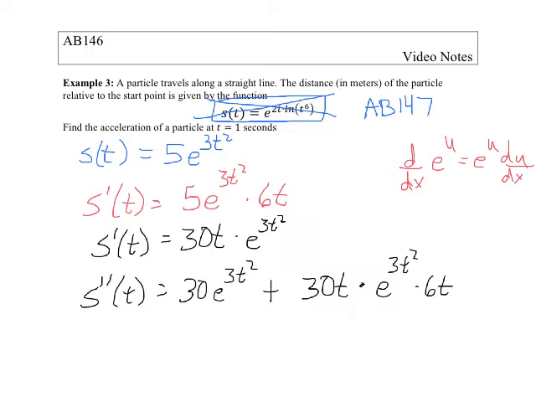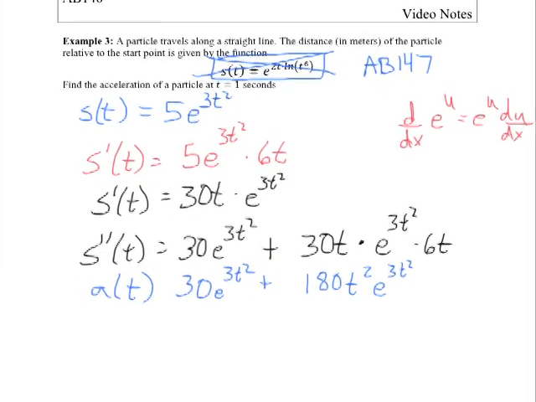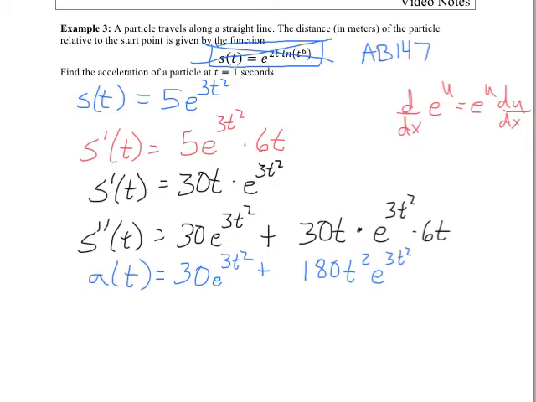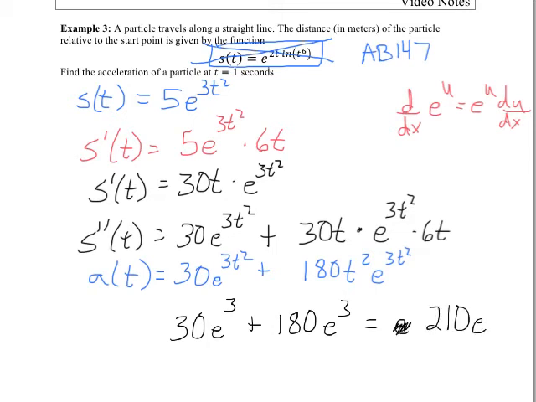If I went about simplifying this down, I might have 30e to the 3t squared plus 180t squared e to the 3t squared. And since we're interested in evaluating our acceleration function at time 1, we can stick 1 into this equation, and we get 30e to the 3 plus 180e to the 3. If we wanted to clean this up a bit, we could factor e to the 3 out. Well, 30 plus 180 is 210, so we'll just go with that. 210 e to the 3rd. There we go. And don't forget our units, meters per second per second.